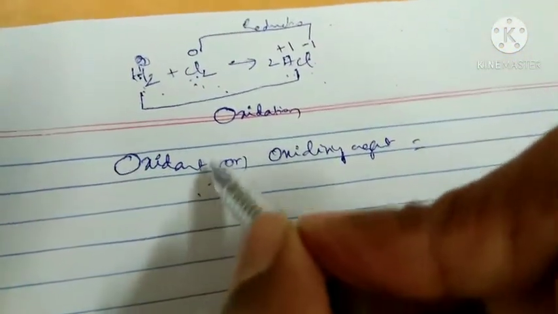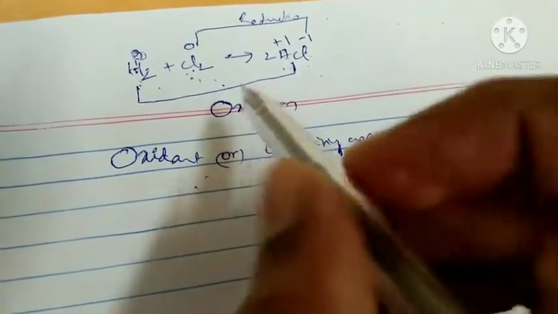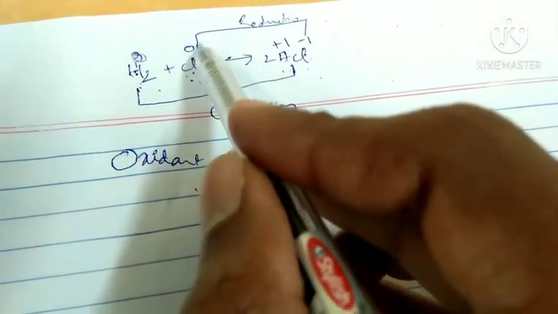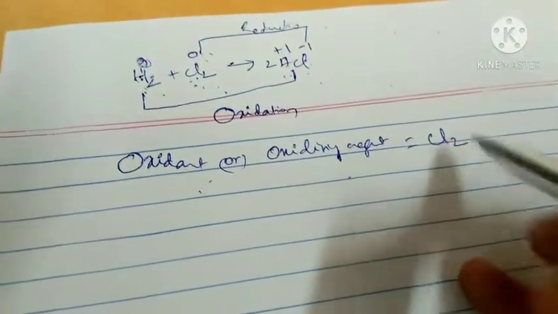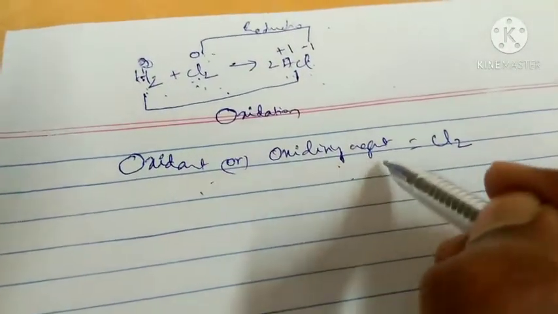If a substance is involved in reduction, that is called oxidizing agent. So what substance is involved in reduction? This chlorine is involved. So Cl2 is the oxidizing agent.